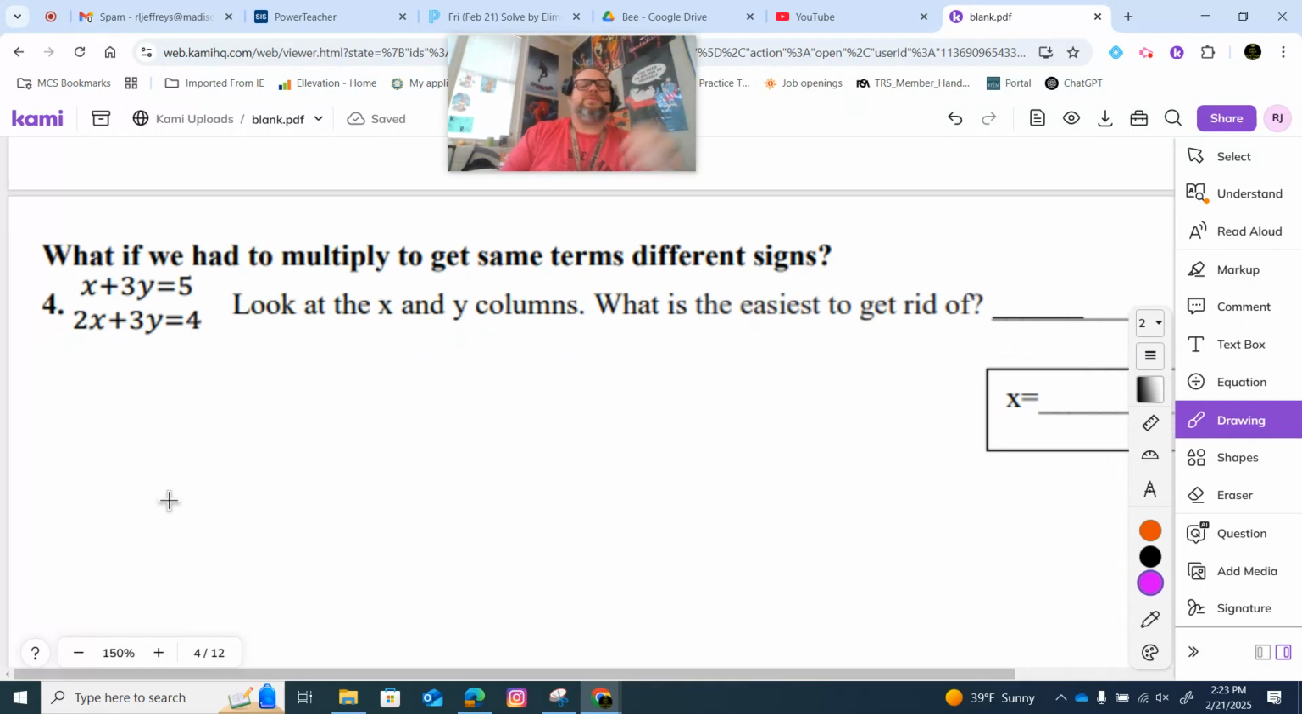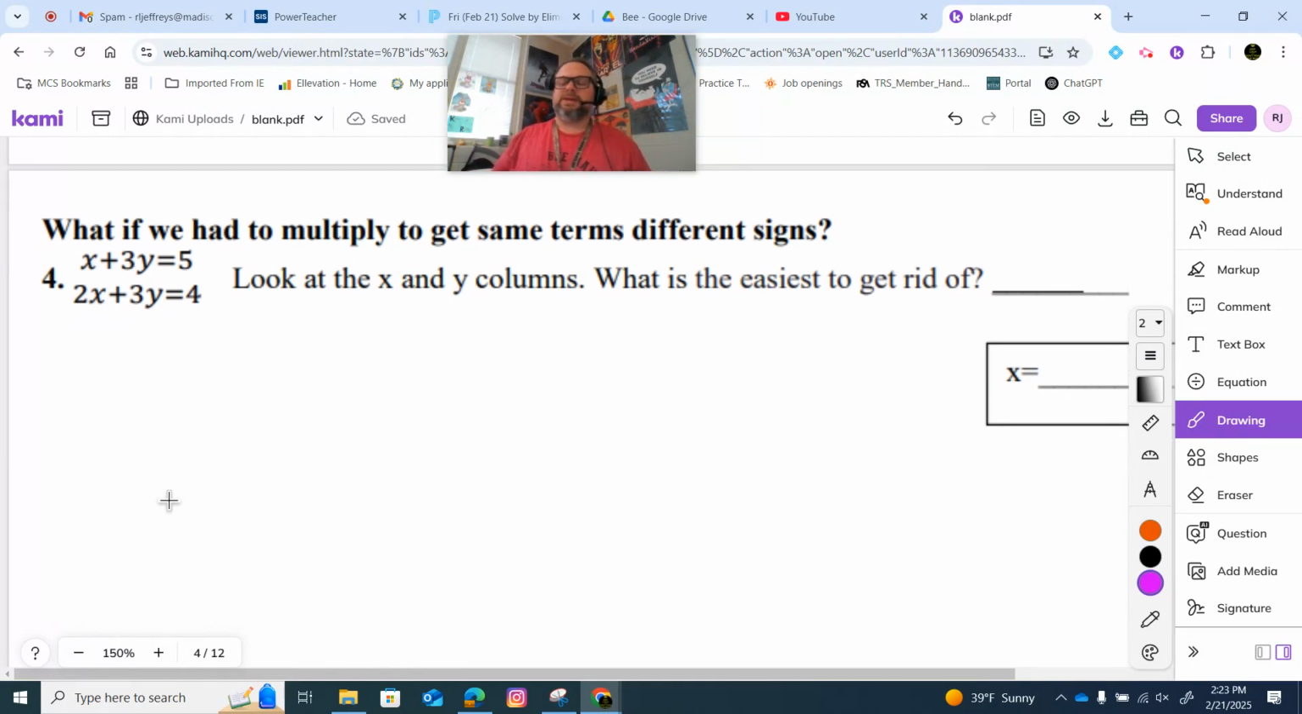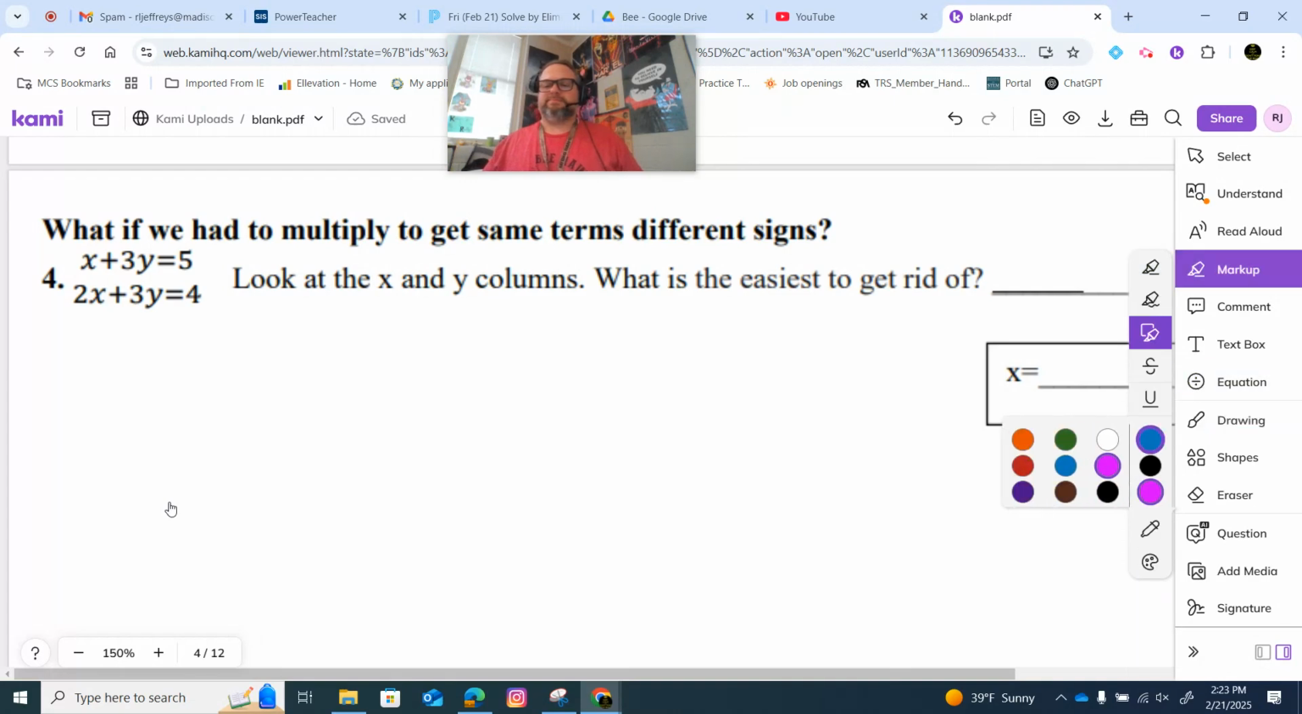All right. What if you had to multiply to get same term, different signs? Okay. Now this is if you decide elimination is your fam jam. Like that is your go-to method. I love this method. Okay.